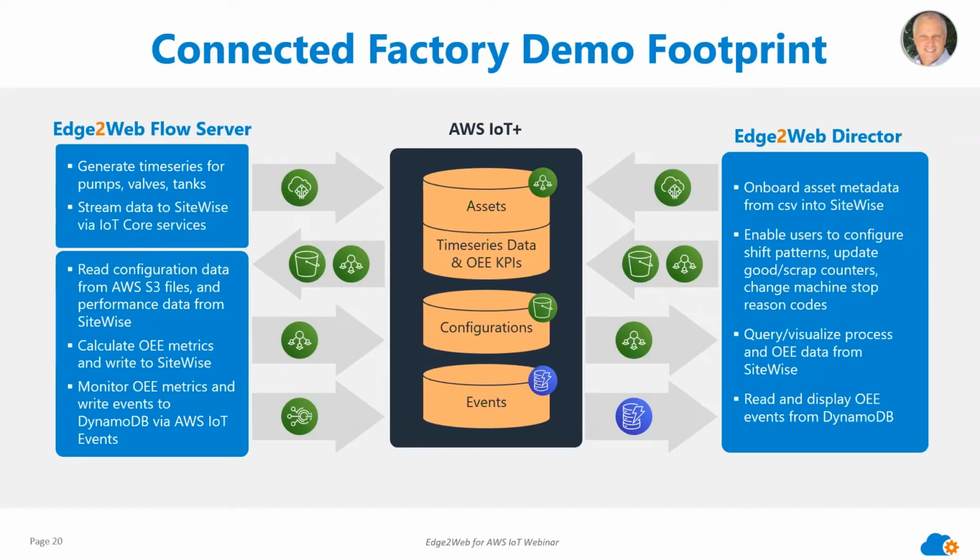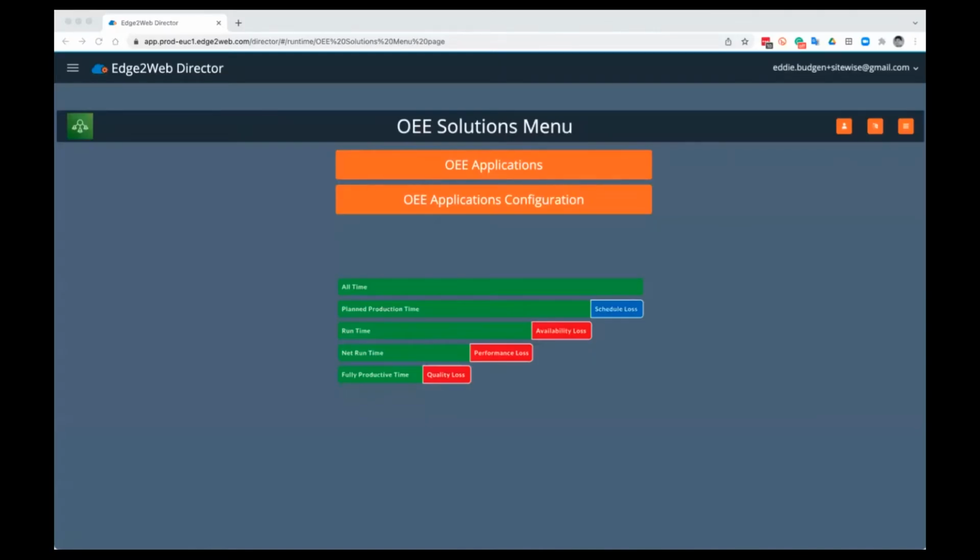And third, querying Sitewise to display operating data, OEE metrics, and event information on an operational insight dashboard. Let's see Edge2Web for AWS IoT in action. Thanks, Fred. Let's jump right into the demo.